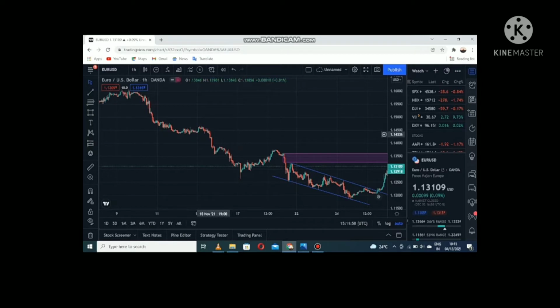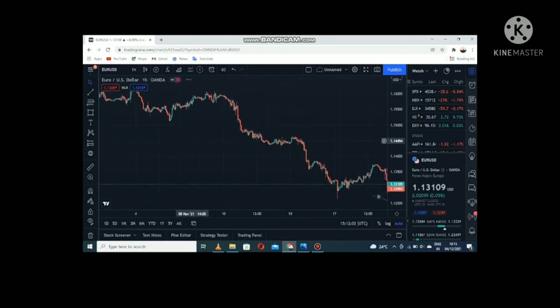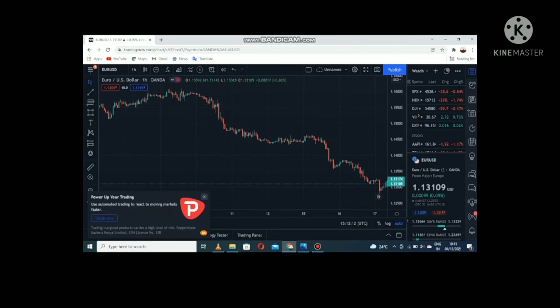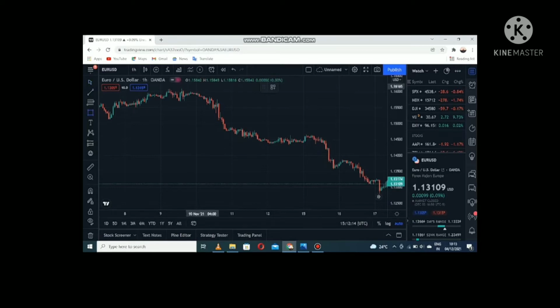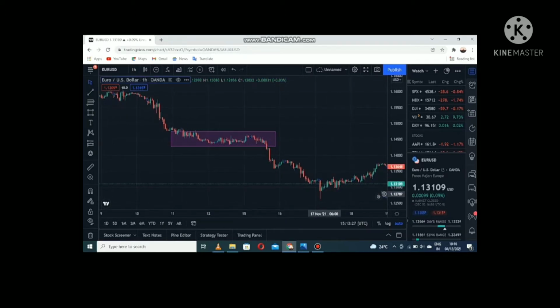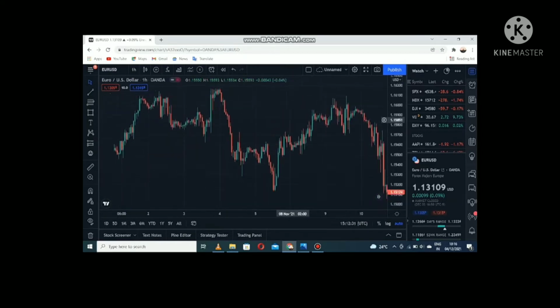Let's go backwards. Basically, that's how we analyze the markets: trend lines and all these technical tools. Around this region, the market has been consolidating, as you can see. Then boom, it made a downward move, as you can see. So let's get back.